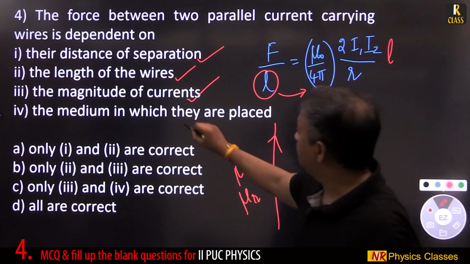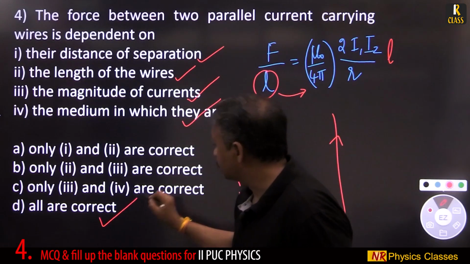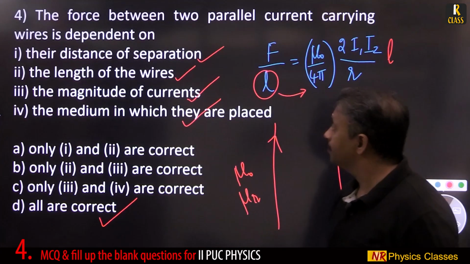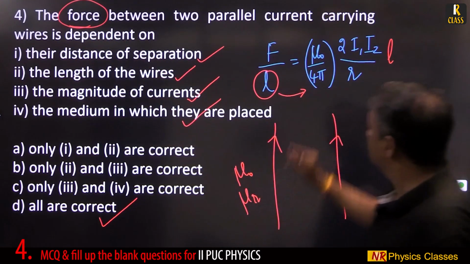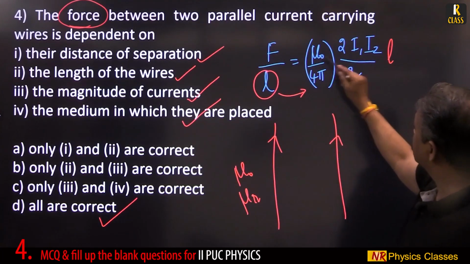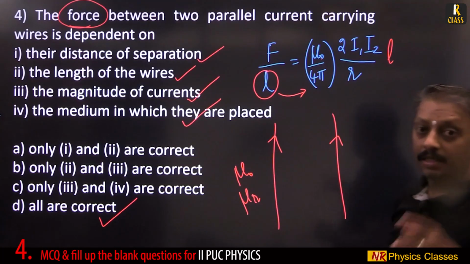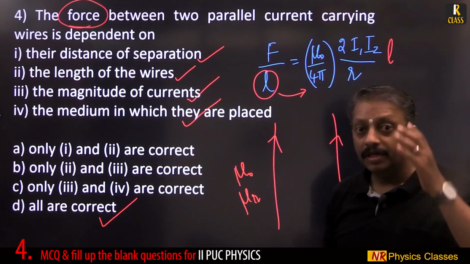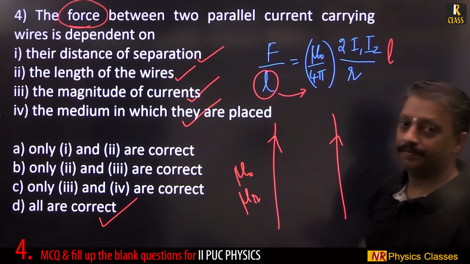Then the medium in which they are placed. So all of them are correct. Hope you understood. Force is equal to constant times 2 I1 I2 L by R. In our derivation we have force per unit length, but here it is force.